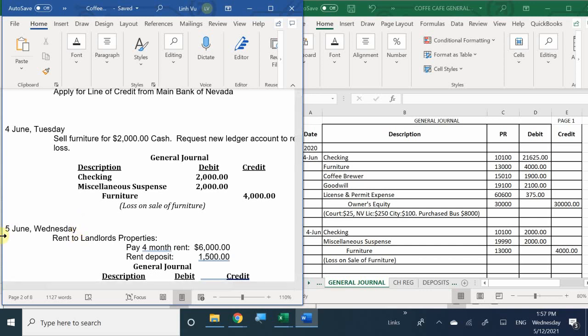It's Wednesday, June 5th. And this time, because we decided to buy the business, we need to pay the landlord to rent out a building. So here's the details of the contract that we have with landlord properties.